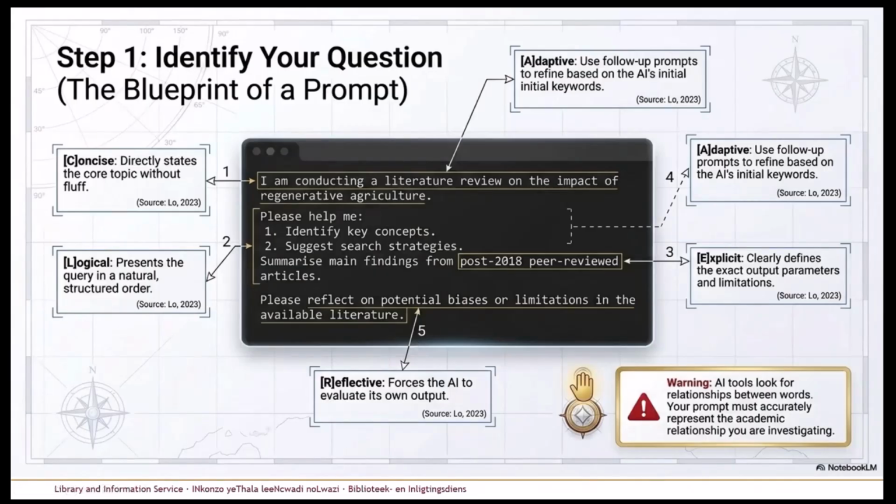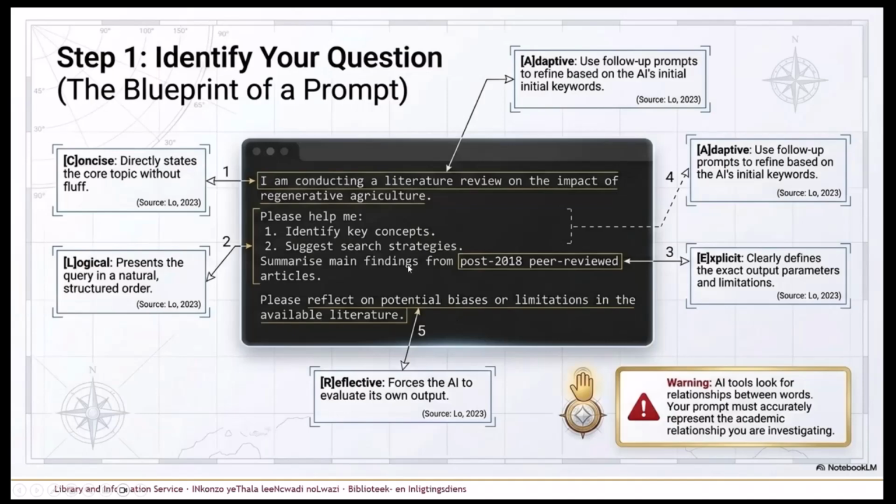So, identifying your question. A great way to get started would be to engage with AI, as said earlier, as a sparring partner, not as an oracle. Create an accurate prompt saying, okay, I'm conducting a literature review on the impact of regenerative agriculture. Help me identify key concepts, suggest search strategies, summarize the main findings, and reflect on the potential biases or limitations in the available literature.